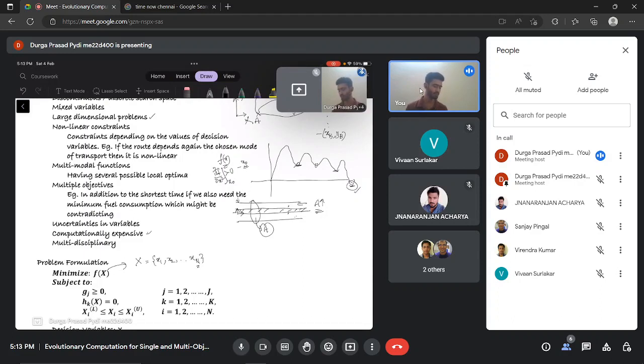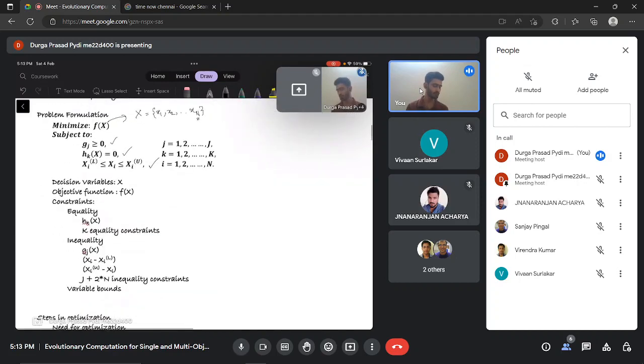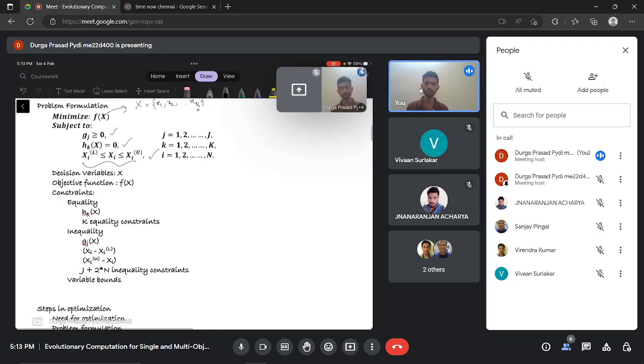These are subject to certain constraints. We call these inequality constraints: gj greater than or equal to 0. Then you have equality constraints, which are very rigid, and then you have bounds to the variation. As you can see, these bound variables can actually be formulated in another way. You can reformulate them as inequality constraints.